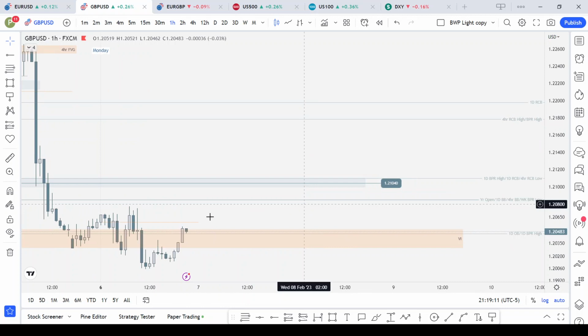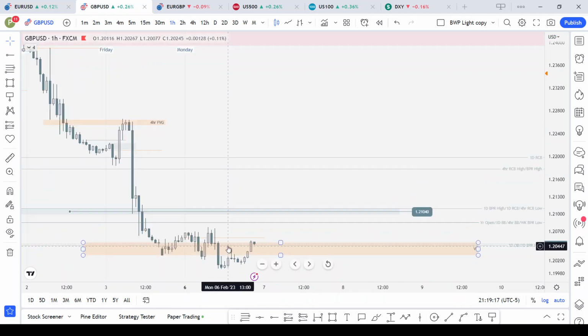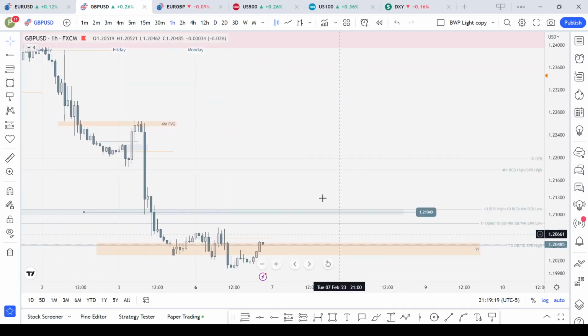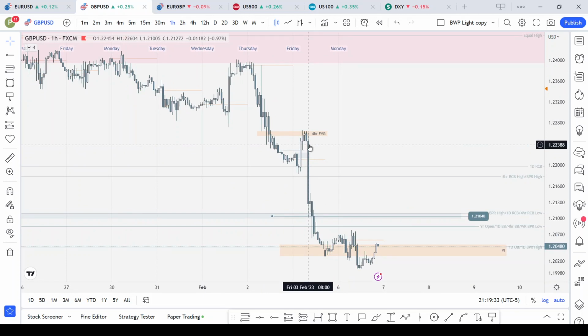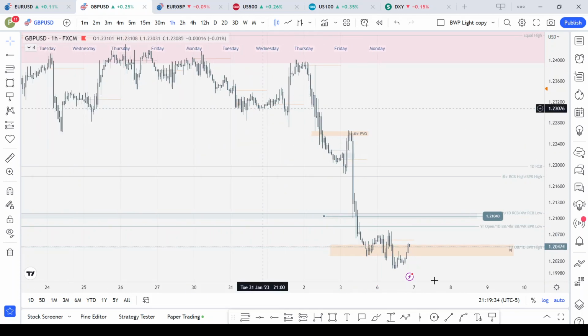So if GU should break this high and turn this into support, then it will likely come back to this area. I'm watching to see how it reacts to the yearly open. I'm really curious to see how it reacts to the yearly open. But no, it's best to just stay clear of this pair.